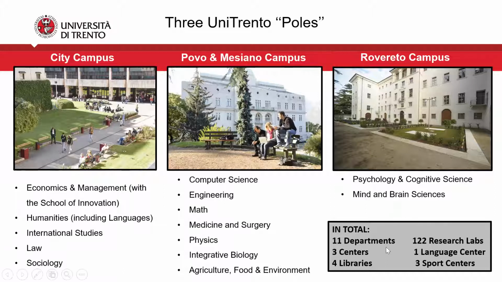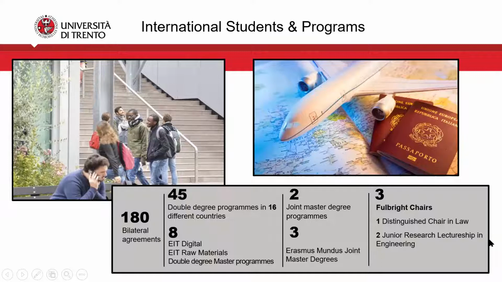So just to sum up, as you can see here, we have 11 departments, 3 centers, 4 libraries, numerous research labs, 1 language center, and 3 sports centers. With regard to you, international students, which we hope to welcome you in Trento or Rovereto at some point. Just a brief overview of the programs that we have and the different networks that we are a part of.